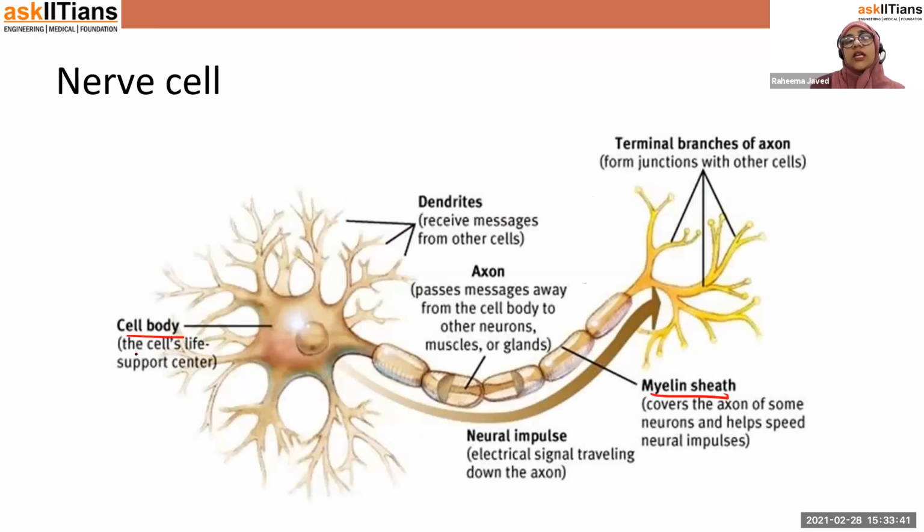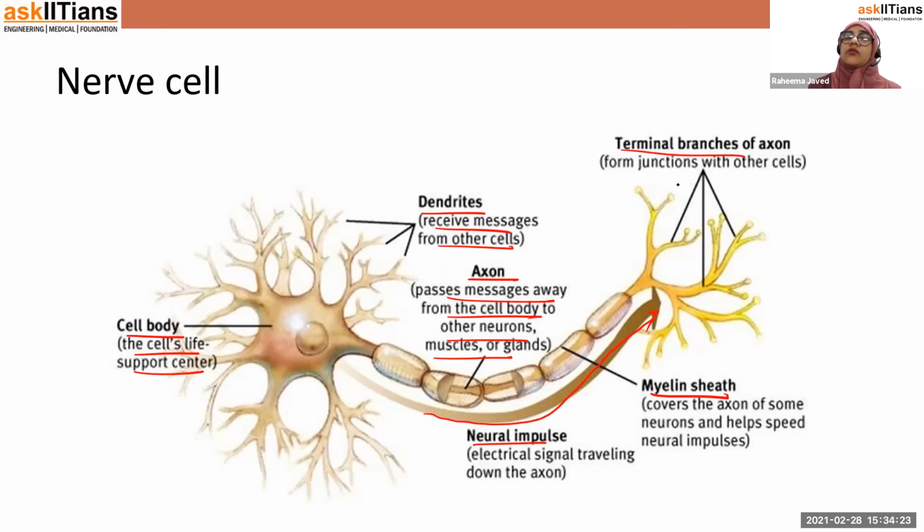So the cell body is basically the cell's life support center. Without the cell body, the neuron will not work. As I said, there is a nucleus and other important organelles present in it. Dendrites are the processes which receive messages either from other cells or from other neurons. Then from the dendrite, the nerve impulse travels to the cell body, and from the cell body, it moves towards the axon, which passes messages away from the cell body to other neurons or to the effector organs like the muscles or the glands. The direction of the nerve impulse is also shown through this arrow, as you can see.